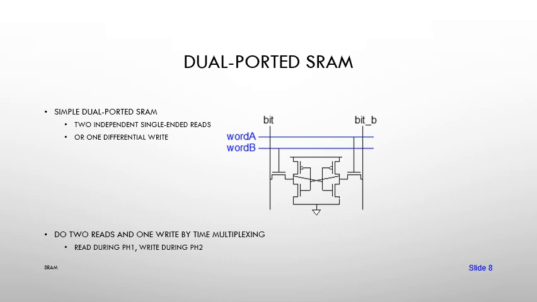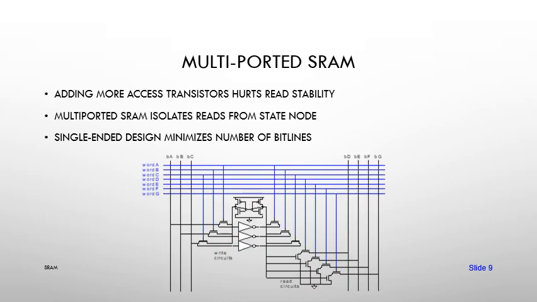Dual-ported SRAM is shown here. Symbol of dual-ported SRAM: two independent single-ended reads or one differential write is shown here, and do two reads and one write with multiplexing. After that, multiported SRAM is shown here. Adding more access transistors hurts read stability. Multiported SRAM isolates reads from the state node. Single-ended design minimizes the number of bit lines.